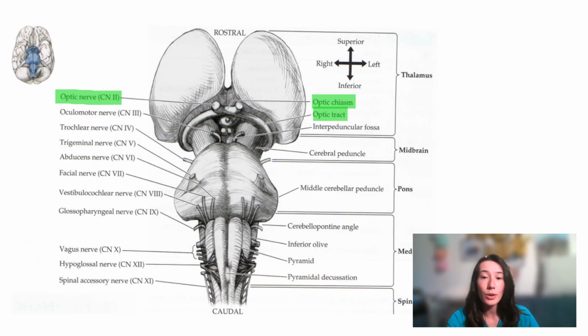Something else I want you to note is that the optic nerve does not actually enter the brainstem here. It actually wraps around the brainstem. So normally when we think about cranial nerves, we think about how it enters and exits the brainstem. But in this case, it just doesn't do that.